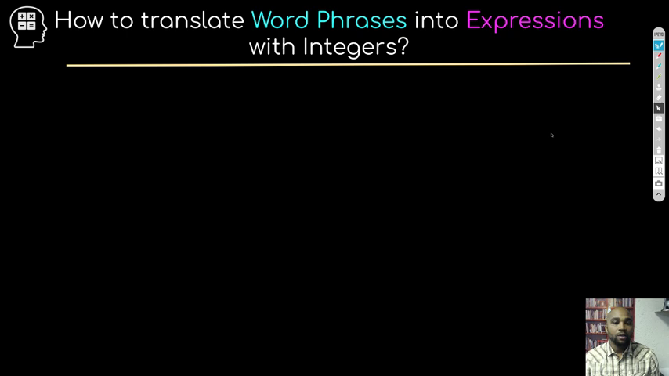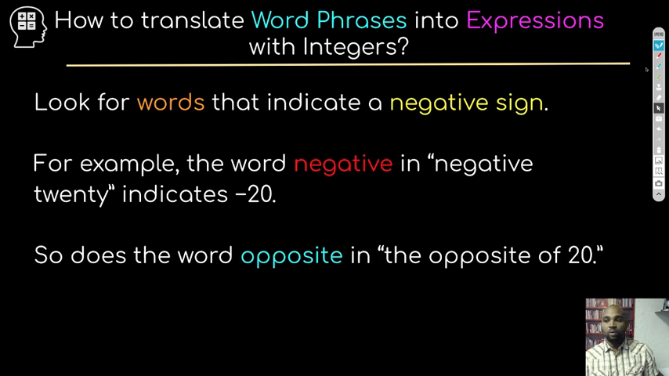All right, now how do you translate these word phrases into expressions with integers? Because now we're talking about integers, which are positive numbers, the negative numbers, and 0. One of the ways you need to do that, in talking about these negative signs, is look for words that indicate a negative sign. For example, the word negative is a good indication that you're going to need a negative sign. Negative in negative 20 indicates you're going to have a negative 20. So does the word opposite in the phrase opposite of 20. Well, what's the opposite of 20? You hear words or phrases like that, and you need to know how to translate those into an expression or equation, which we'll likely do later.